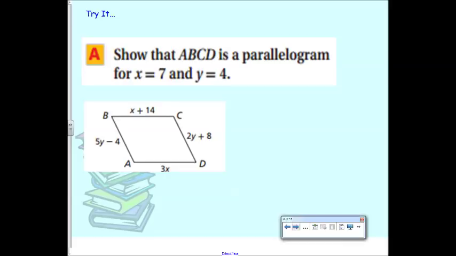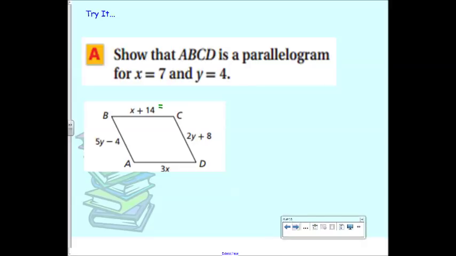Okay, could you prove that these are parallel with this information? No. Could you prove that they're congruent? Yes. How would you do that? Well, take a look at the information that it gives you. Yeah, just plug it in. And if you want to set them equal to each other and then plug it in, that works too, okay? So, for instance, x plus 14, what would that really be? 7 plus 14, which is 21.